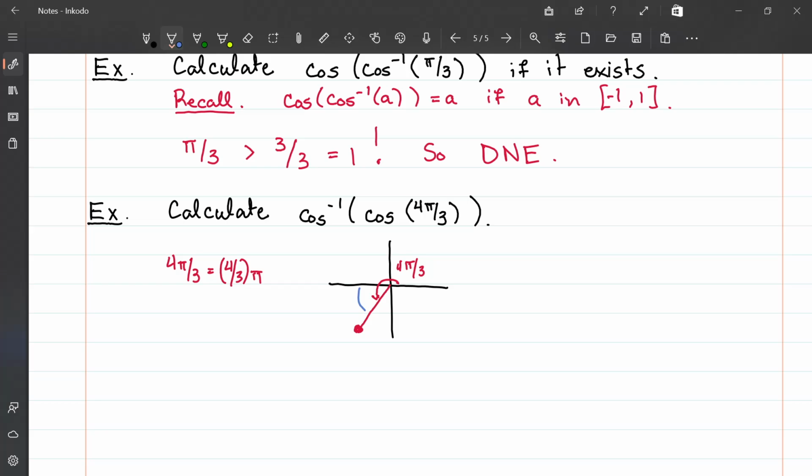And you will notice, if you start working your calculations here, that since 4 pi over 3 is bigger than pi, the reference angle can be found by taking 4 pi over 3 and subtracting pi from it, which will give us pi over 3. But there's actually an easier way to do this than to worry about calculating cosine of 4 pi over 3, and then trying to calculate cosine inverse of whatever number we get.